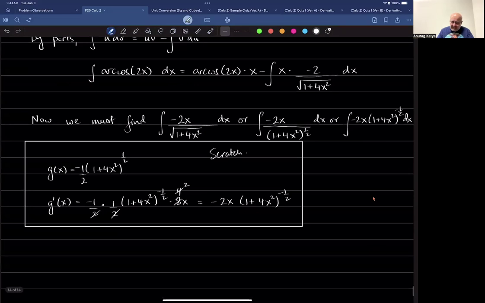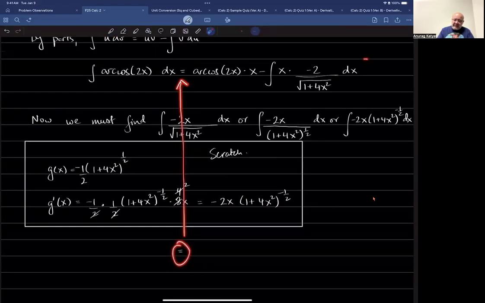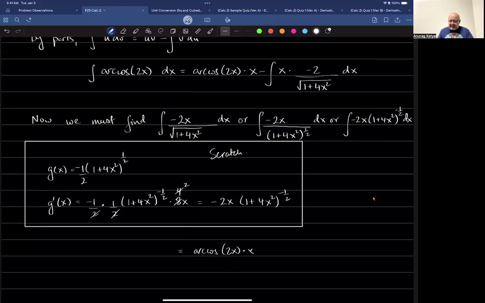But we can go back to saying this equal sign is now continuing from here. So I have this equation. The next step after this equal sign is this guy. So I'm starting still with arc cosine of 2x times x minus this integral is that. So minus a negative 1/2 times 1 plus 4x squared to the positive 1/2 plus c.